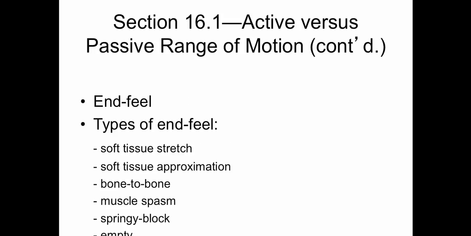When evaluating joint motion, it is important to feel for and assess the quality of motion at the end of a joint's passive range of motion. This is important because the quality of the end feel can alert the therapist or trainer to whether the joint is normal and healthy or pathologic. There are different types of end feels: soft tissue stretch, soft tissue approximation, bone to bone, muscle spasm, springy block, and empty.